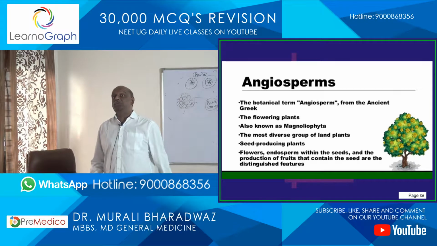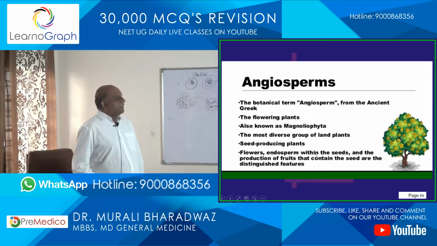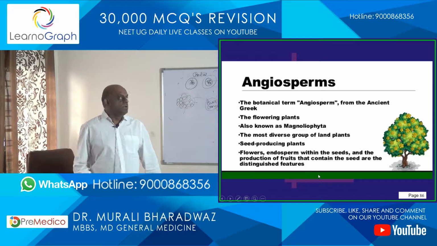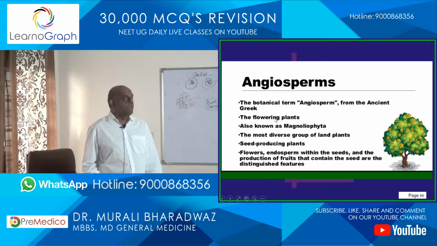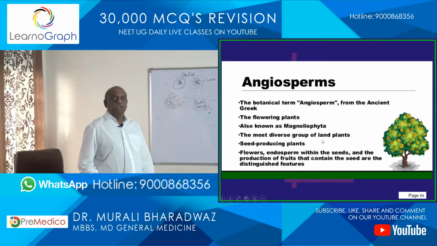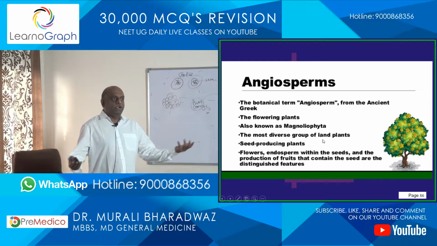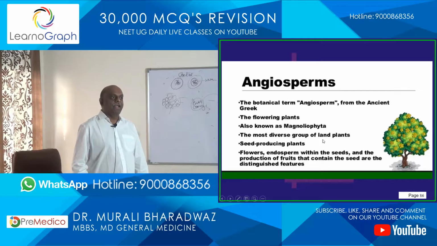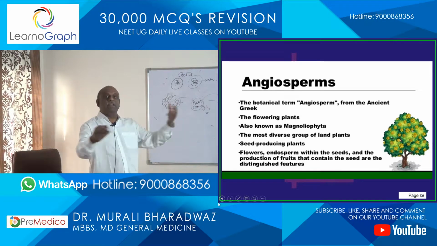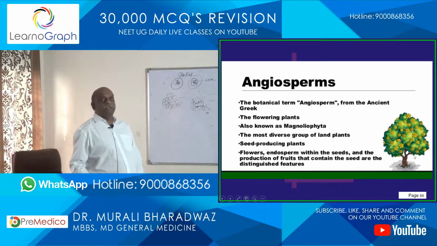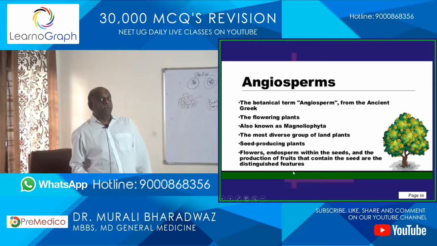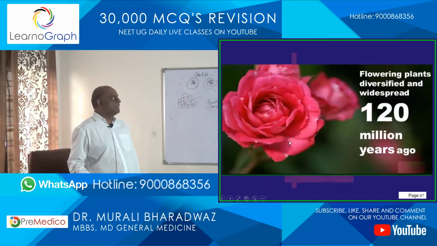Now a few comments on angiosperms. Basically, the word angiosperms comes from the Greek, and they are the flowering plants. They are also called Magnoliophyta, is what you should remember. And obviously, if you want to impress somebody, you have to give a flower, right? So, there are diverse groups of these flowering plants, and they are seed producing plants, and they are also fruit bearing plants, which come under angiosperms, is what you need to remember.